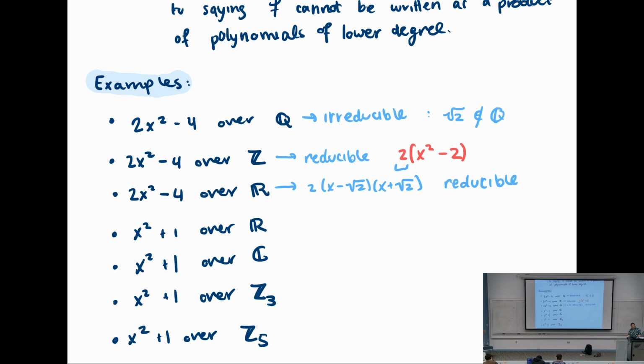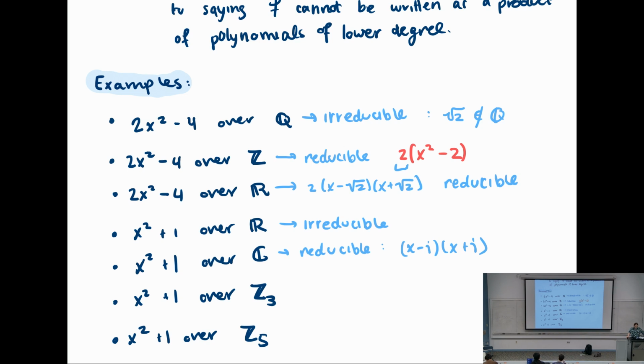So this one's kind of similar. The roots of x squared plus 1, of course, are i, and since that doesn't exist over R, it's going to be irreducible over R, but reducible over C, since we can write it as x minus i times x plus i. Okay, then what about for these last two?